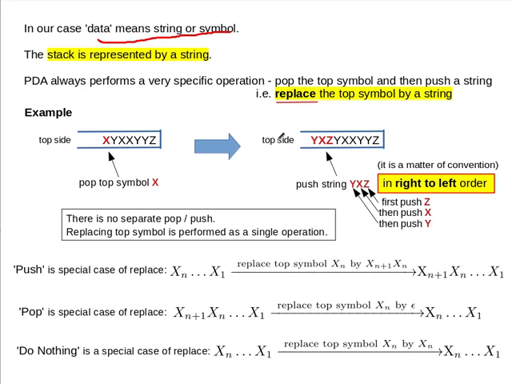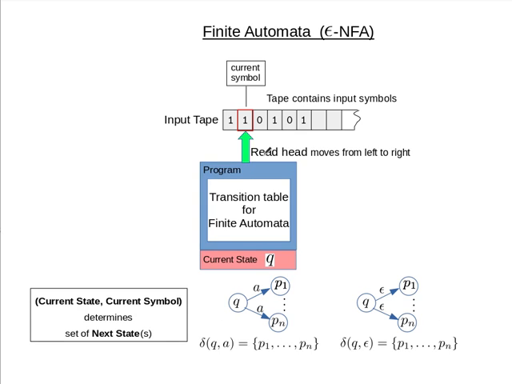So this is the substitute operation. Substitute means substituting the top symbol by an arbitrary string. This is the operation that is going to be used for our automata, this pushdown automata. So let's see what a pushdown automata is.